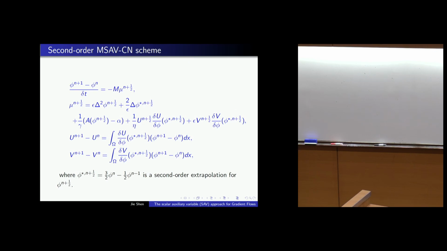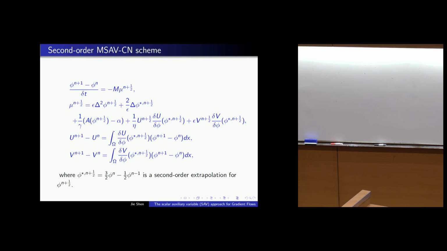And then with the two SAVs, I deal with U and V implicitly, and the nonlinear term, of course, explicitly. And then you have two equations for U and V. So this is exactly the same way as with one SAV, except you do this explicitly because this one does not have good signs.